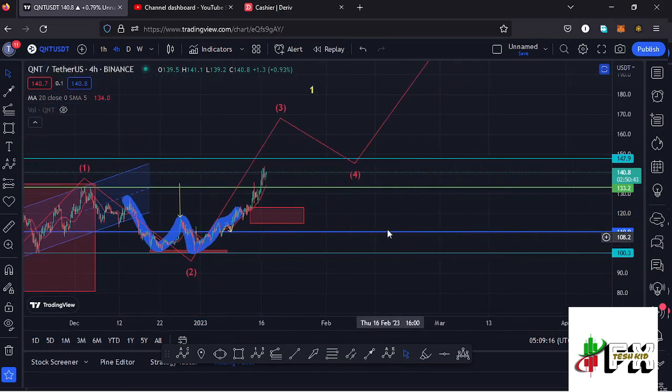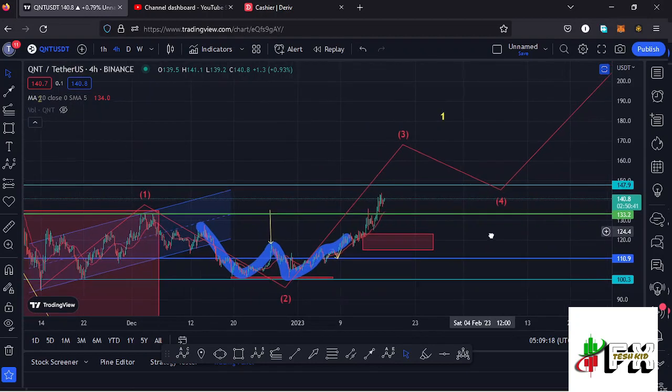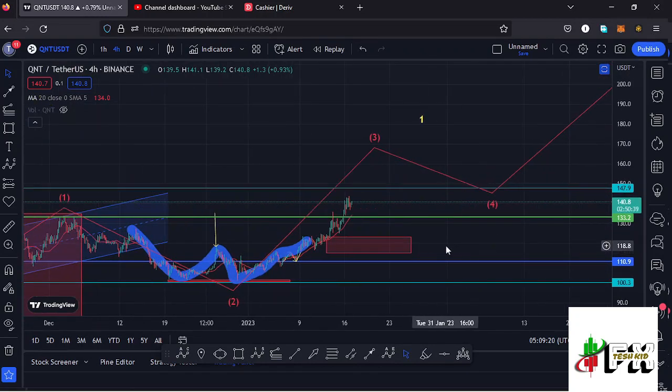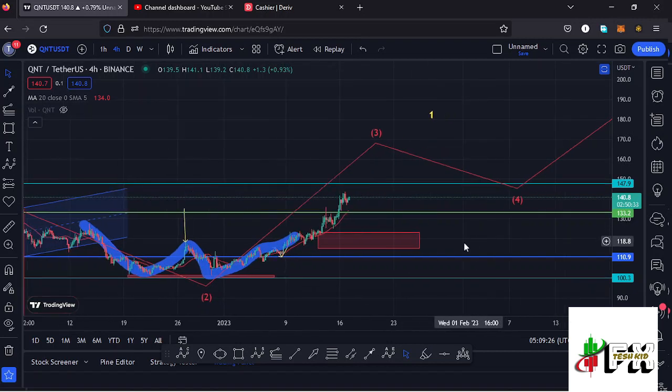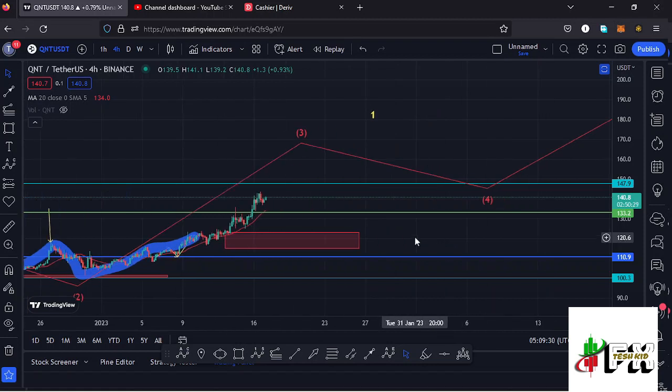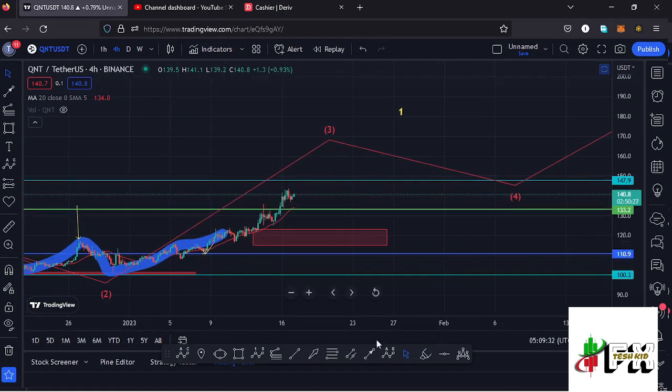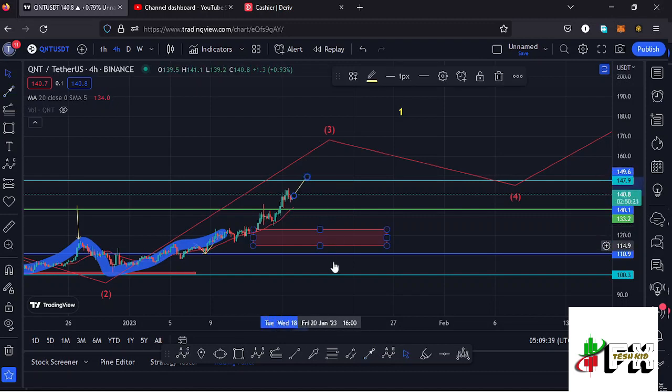If I zoom in, you can also see that we have managed to continue holding above a key area of support at around the $133.2 mark, and that is very positive. We're also holding above the 20-day MA, meaning we have the support that we need for us to continue pushing even higher. In case Quant continues to give us higher prices, then I'll be expecting to see a key area of resistance at around the $147.9 mark, because that is the next significant key area of resistance that we have here on the charts.